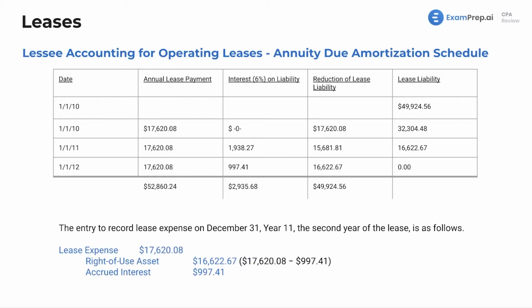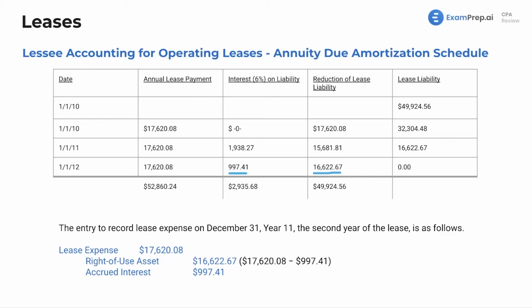Next up, what about at the end of year 11? Well, same journal entry, just the numbers for the next year. Here it is. You just saw it. We're going to increase lease expense because we're getting ready for 1/1/12. We have our total lease expense, which is the same amount. This is the annual payment. Part of it's interest, part of it is principal, and same accounting that we just saw.